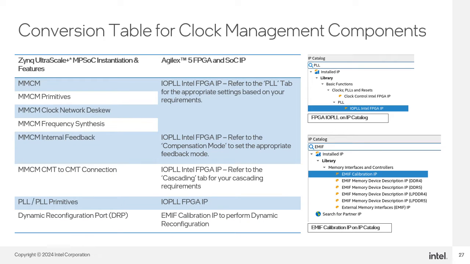To configure custom PLLs for your Agilex 5 design, utilize the FPGA I/O PLL IP accessible within the Quartus IP catalog. This IP core replaces Xilinx MMCMs, offering greater flexibility and control over clock generation. For dynamic reconfiguration of your PLLs in conjunction with the EMIF interface, leverage the EMIF calibration IP. This IP, also located in the Quartus IP catalog parameter editor, ensures accurate clock synchronization for optimal performance.